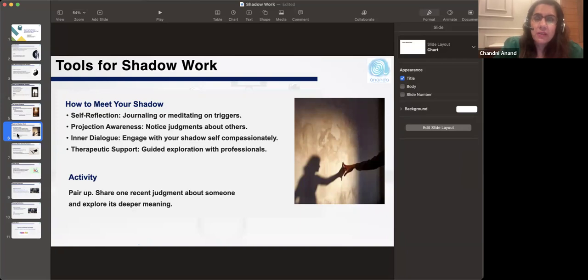These are your self therapeutic tools, but also it's not that easy to sometimes work with our shadow, because that's why it is called a shadow. Like, it just keeps hiding unless there is light put on it. So guided exploration with the professionals can help, where you have a proper therapeutic support.